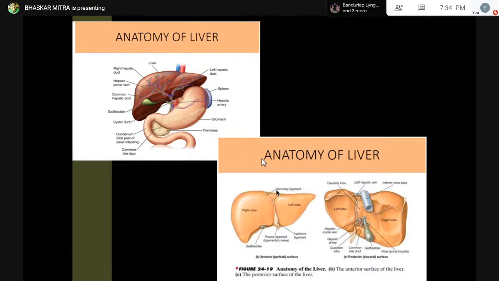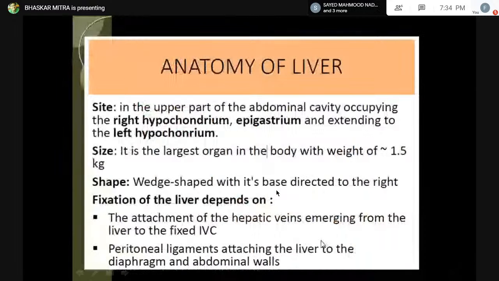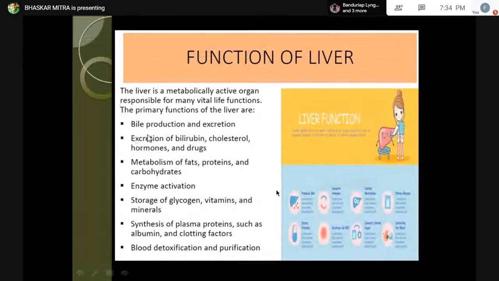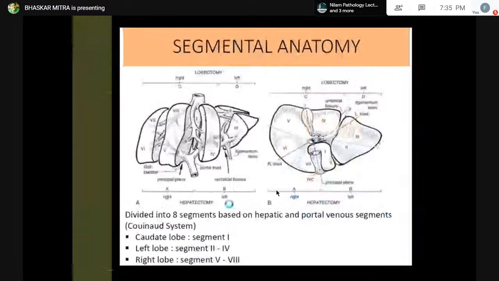Now, some basic things. This is the anatomy of the liver. We all know this is the right lobe, left lobe, position of the gallbladder and the vena cava, etc. This is situated in the right hypochondrium, epigastric region, and left hypochondrium. The well-known functions of the liver are bile production, enzyme activation, storage of glycogen, etc.